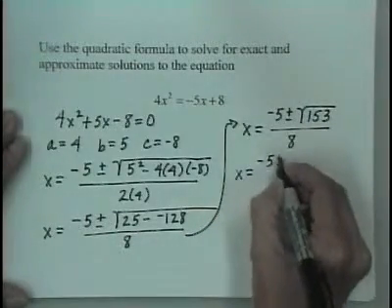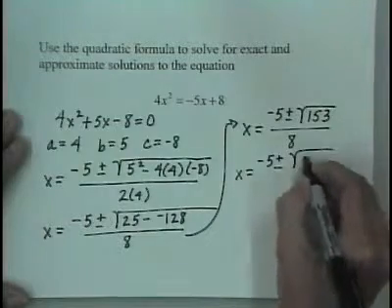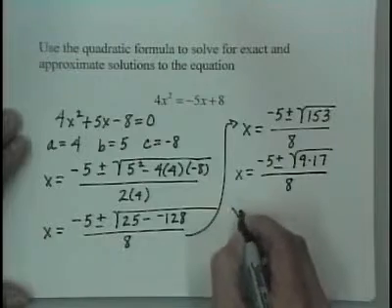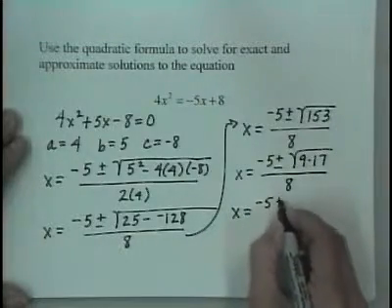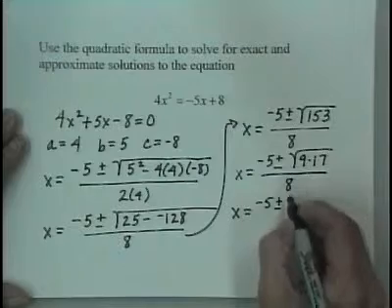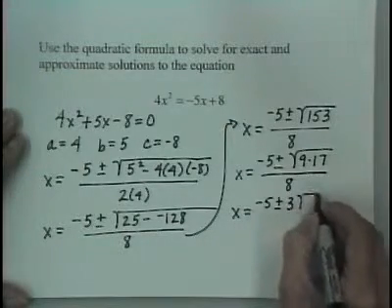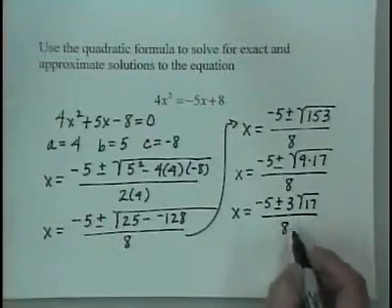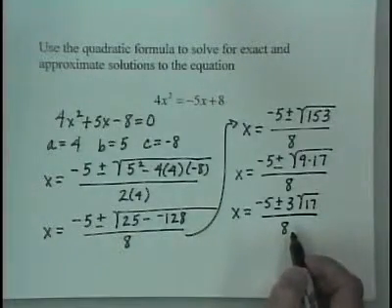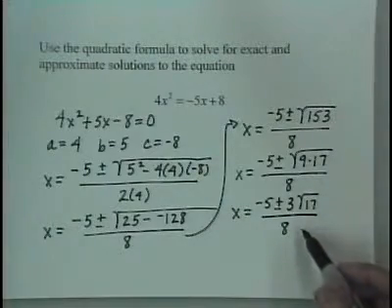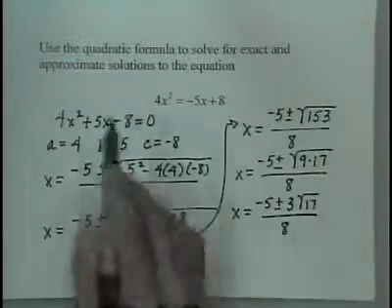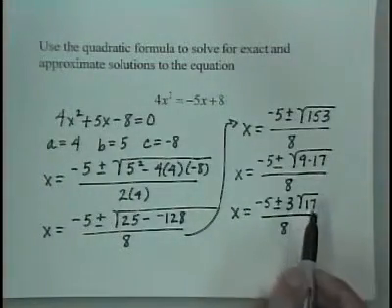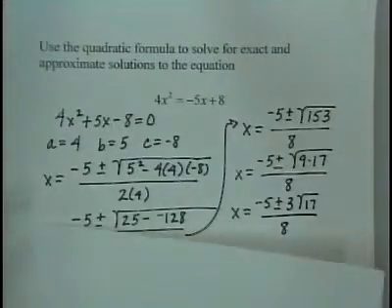x equals negative 5 plus or minus the square root of 9 times 17 over 8, which is negative 5 plus or minus. The square root of 9 is 3, but there is no exact square root of 17. And now we are at a point where we have simplified exact answers. These were exact, but now they're simplified. To get approximate solutions, we're going to get decimals for each of these two answers. But first I'm going to write them on another sheet of paper.